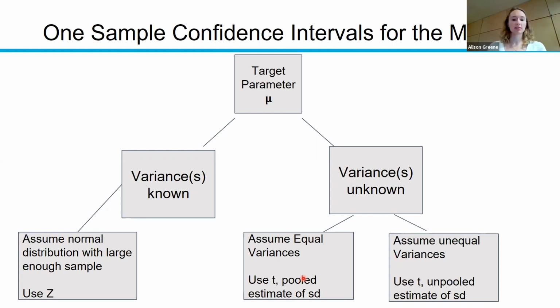But say you don't know the variance. First, you need to figure out, should I assume these variances are equal or unequal? Do I want to do something to test whether or not they are equal or unequal, or do I just want to make an assumption? Based on that, you can fall into one of these for equal or unequal variances. You're going to use T to approximate Z because you don't know the true variance. If you assume that there's equal variances, you're going to use the pooled estimate of the standard deviation. If you assume unequal variances, you're going to use T and the unpooled estimate of standard deviation.